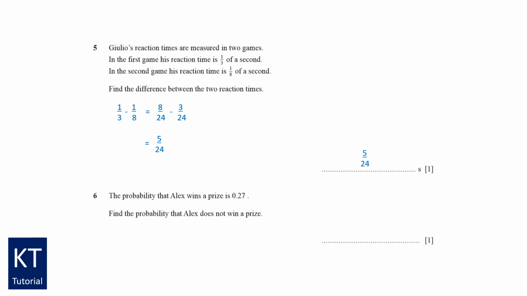Question 6. The probability that Alex wins a prize is 0.27. Find the probability that Alex does not win a prize. This would be the remaining probability adding up to 1.